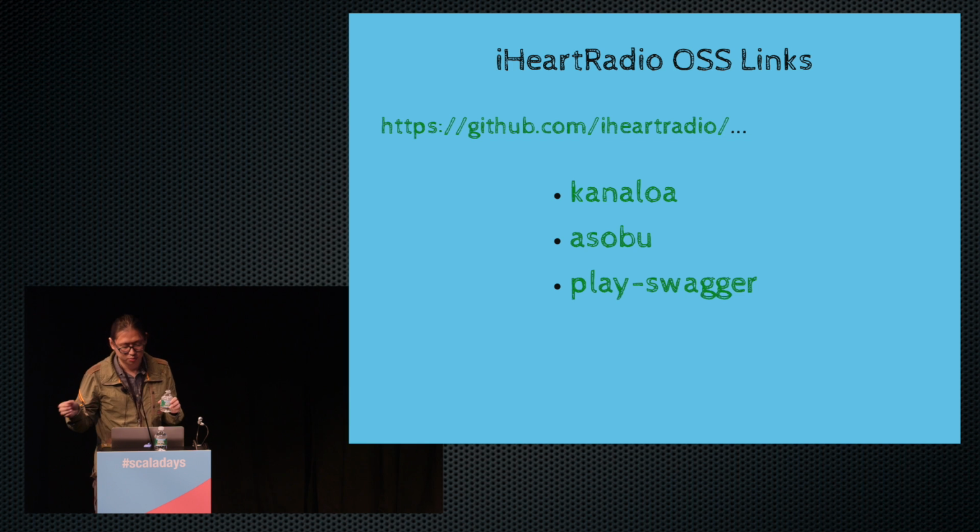The second one is called Asobu. It's the distributed DSL or distributed REST endpoints capability. That allows you to write your REST API endpoints in your microservice and then deploy them to a centralized Play app called API Gateway. So that's what Asobu is about. And the last thing is Play Swagger, which allows you to write the Swagger definition in the routes file as comments and generates the real Swagger spec, servable by the Swagger UI. So those are our three open source projects.